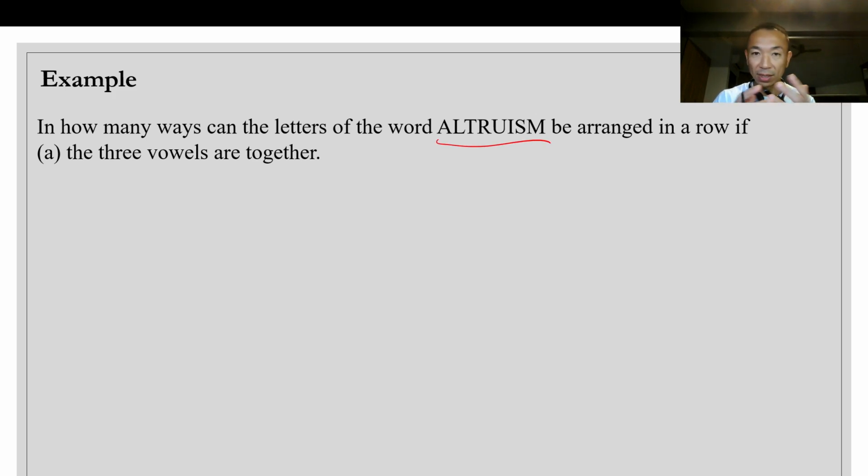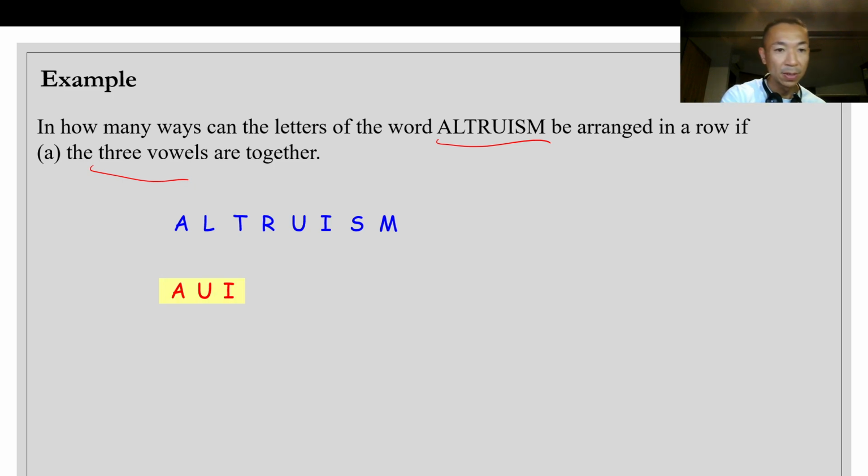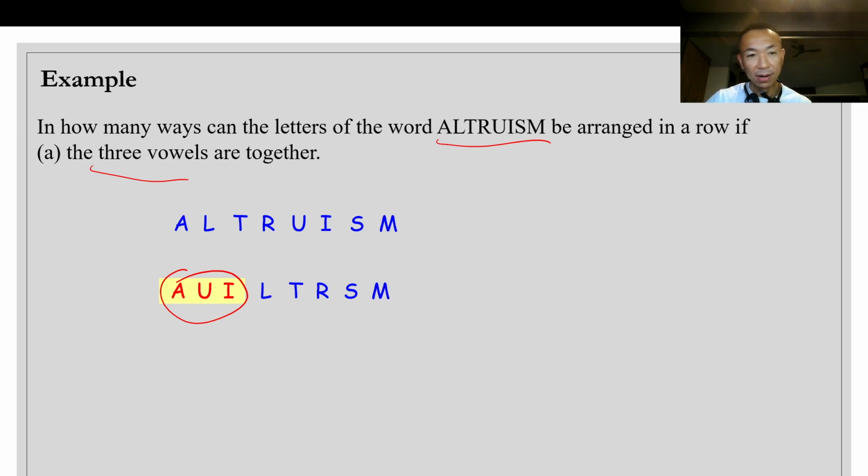First thing we note is actually all the letters in the word are different. We have 1, 2, 3, 4, 5, 6, 7, 8 different letters. And how do we arrange it such that all three vowels are together? We've learned it before. The technique here is really to group the three vowels together as a unit, as a group, and then arrange them as 1, 2, 3, 4, 5, 6 units here like that.